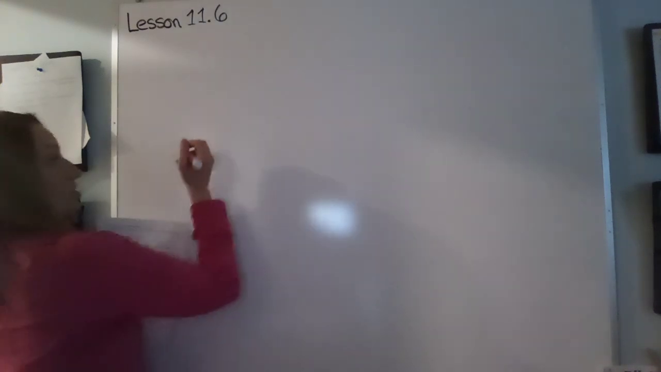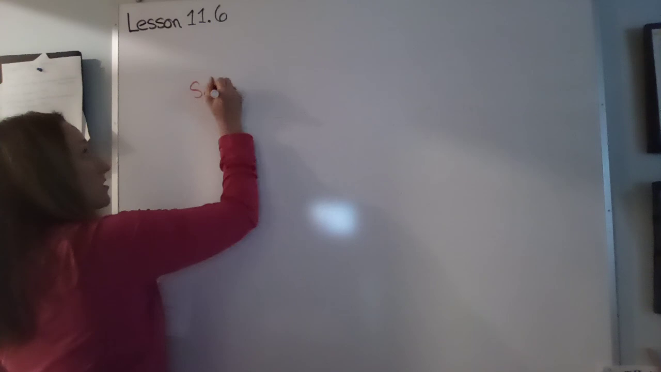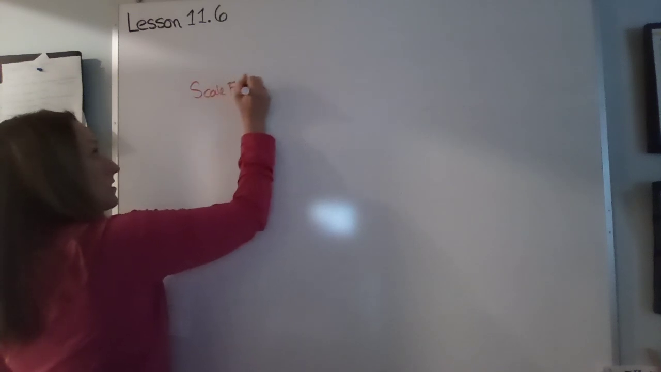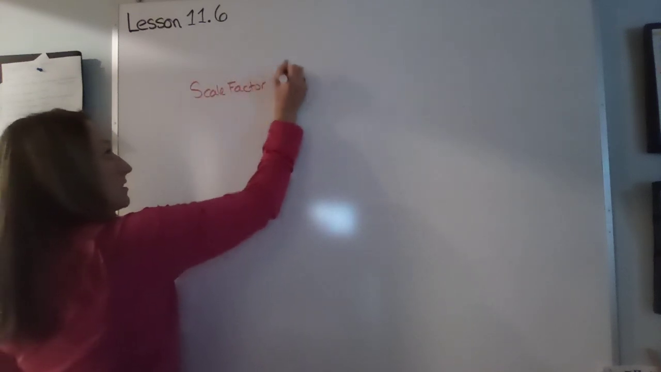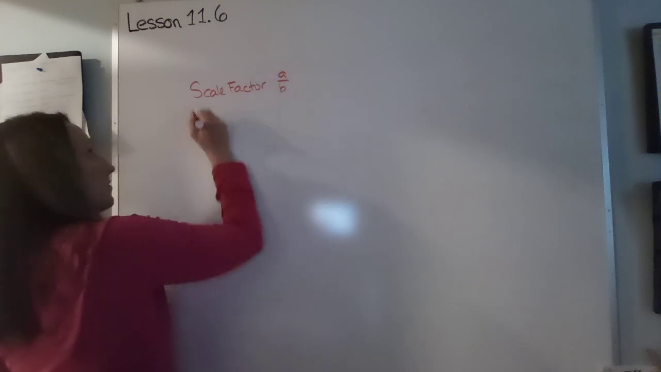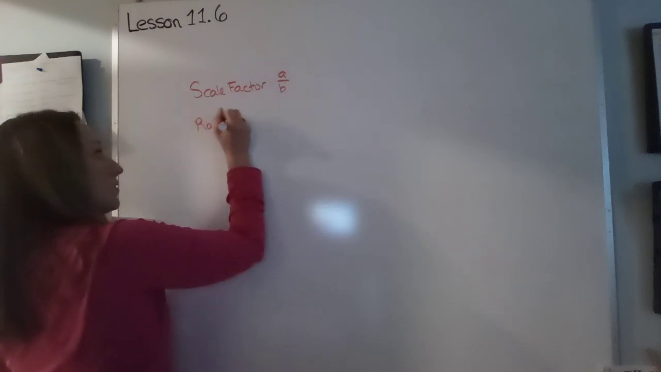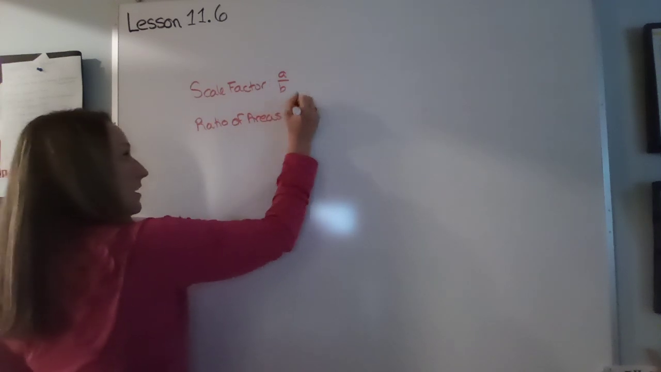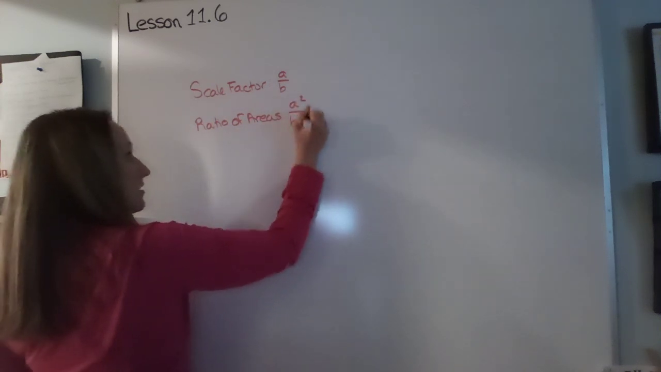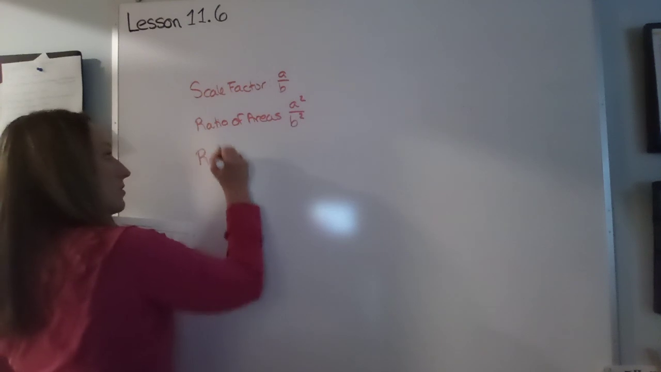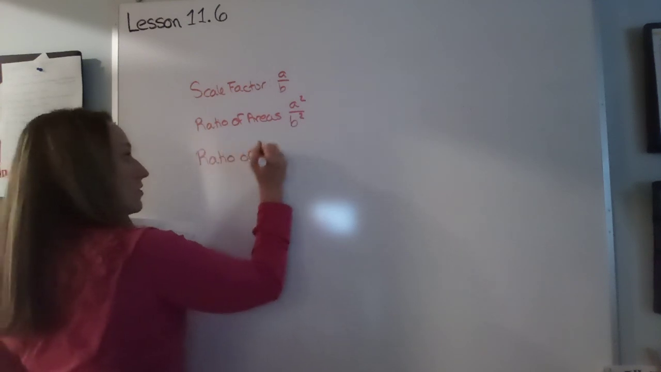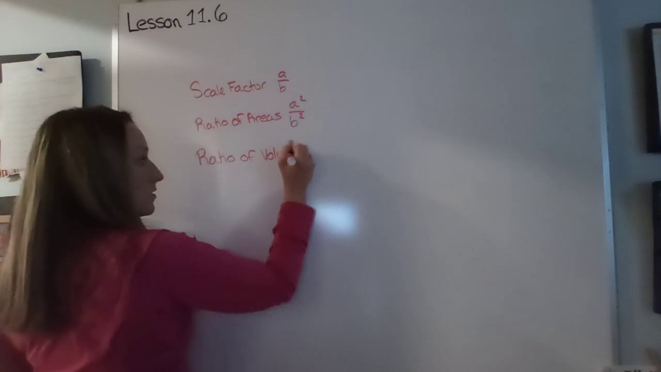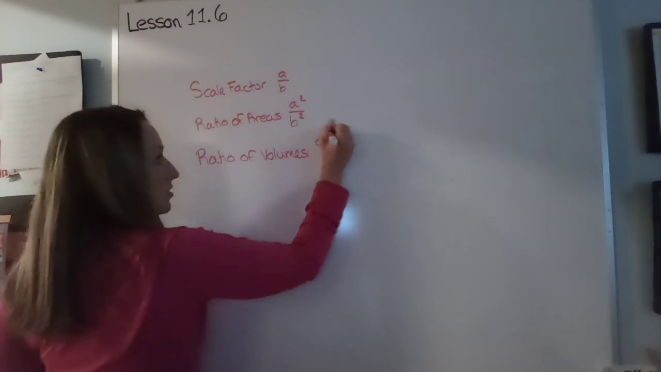So I'm going to write what I just said. Scale factor is A to B. Ratio of areas, A squared to B squared. And ratio of volumes is A cubed to B cubed.